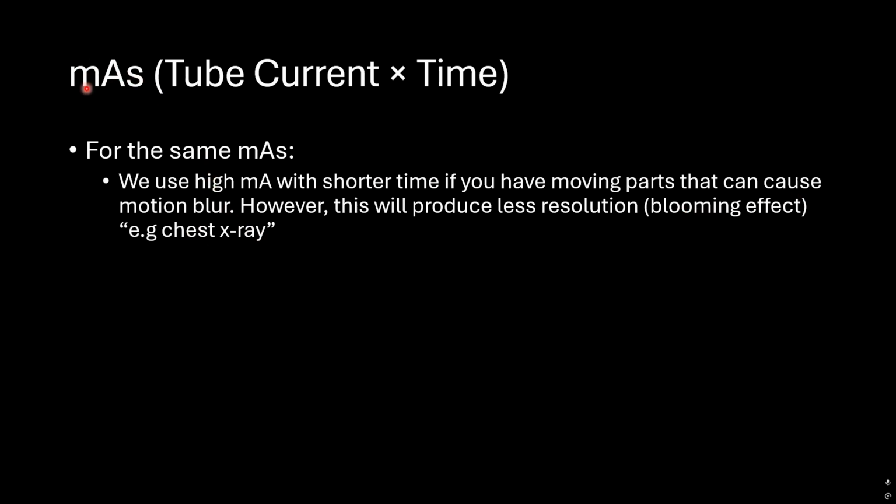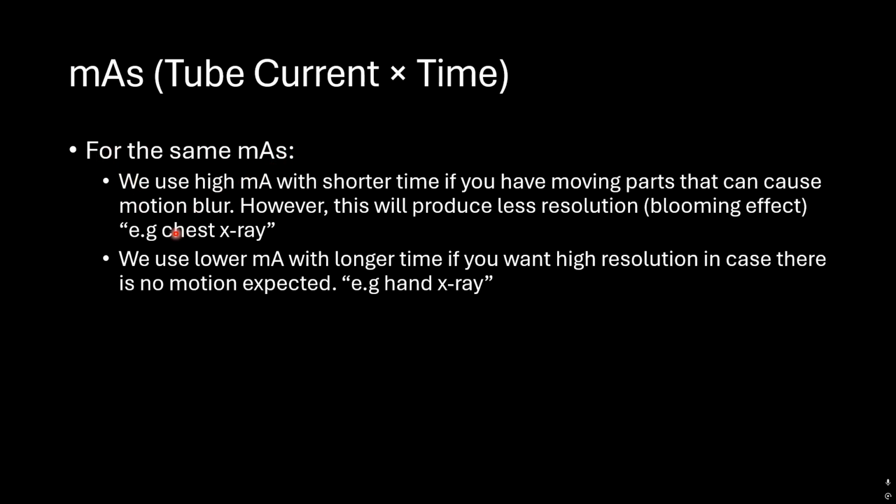So we know that the mAs is the product of the tube current and time. If we increase the tube current and reduce the time as short as possible, we will freeze the image, so any motion blur in our image will be eliminated. But in this case, since we have a high tube current, it will decrease the resolution in our image due to the blooming effect. This technique is mainly used for chest X-ray because we need that very short exposure time.